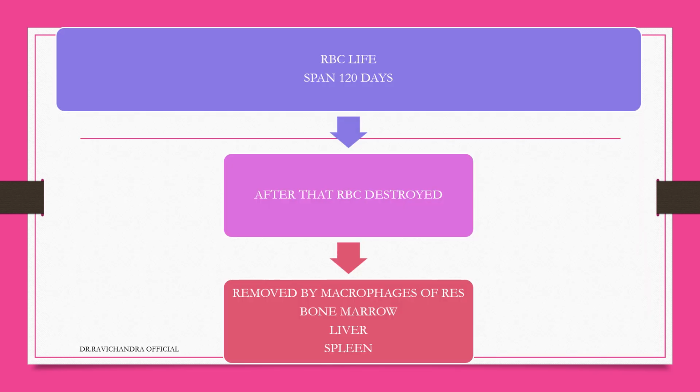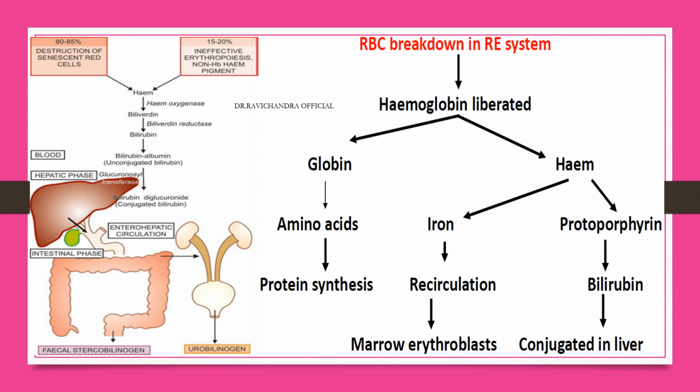Normal RBC lifespan is 120 days. After that, these RBCs are to be destroyed, and the spleen is the graveyard of RBCs. These RBCs are removed by the macrophages of the reticuloendothelial system. Our reticuloendothelial system includes bone marrow, liver, and spleen. As there is lysis or RBC breakdown in the reticuloendothelial system, the hemoglobin is liberated. This hemoglobin is made up of heme and globin, and the heme and globin get separated.